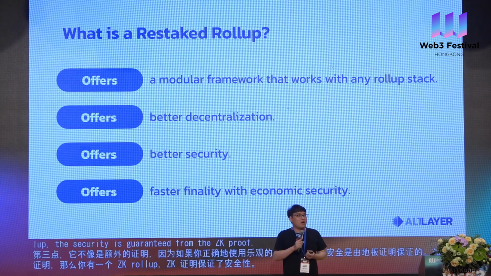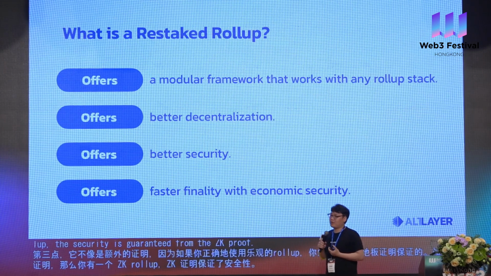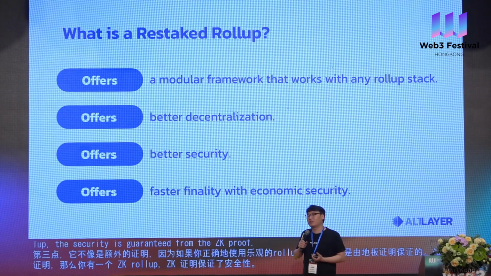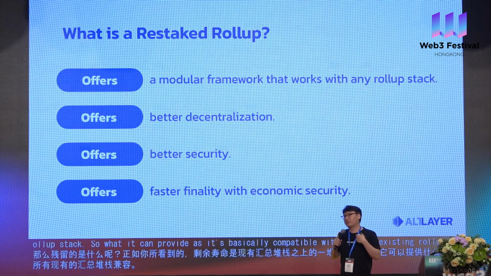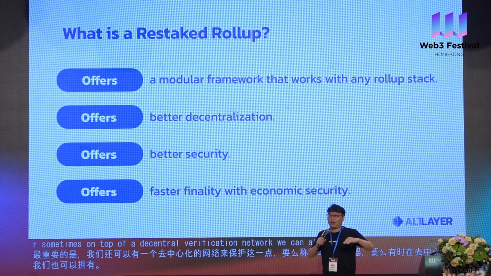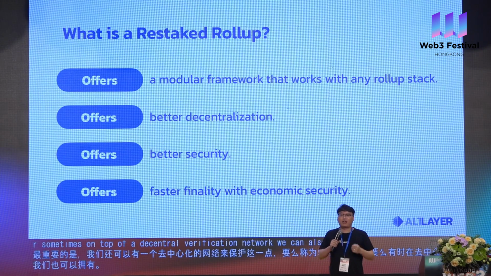So what's Restaking Rollup? As you can see, it's a bunch of features on top of the existing rollup stack. It's basically compatible with all the existing rollup stacks. On top of that, we can also have a decentralized network to secure a single sequencer, or sometimes, on top of a decentralized verification network, we can have extra properties, for example this fast finality property, which can be leveraged by the exchanges and also the bridges to achieve fast finality.